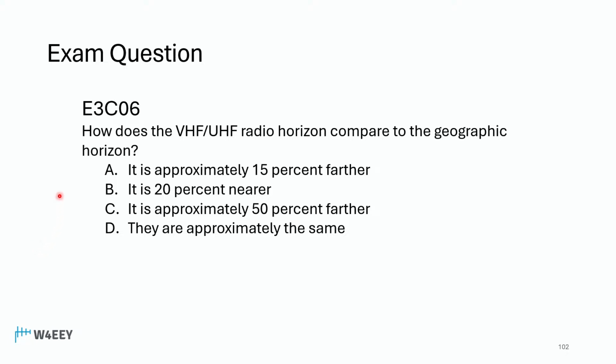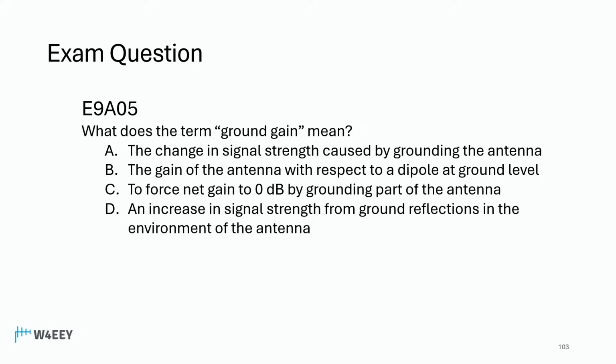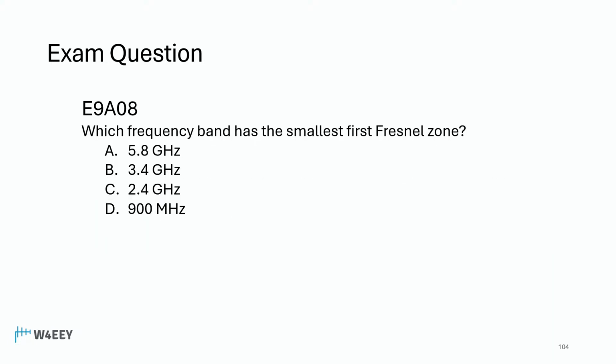How does the VHF-UHF radio horizon compare to the geographic horizon? Alpha, approximately 15% further. What does the term ground gain mean? Some really funny answers here in the selection. Delta. It is delta, increase in signal strength from the ground reflections in the environment of the antenna.